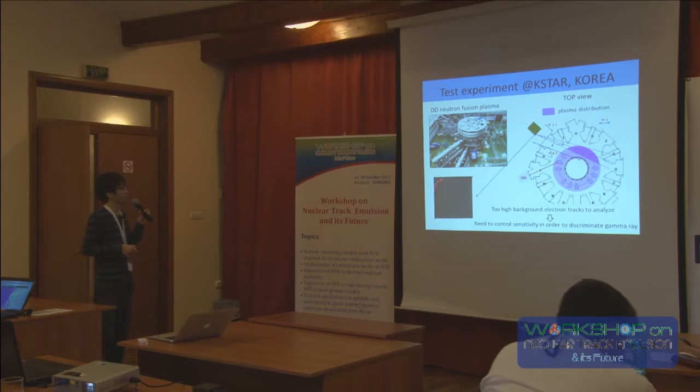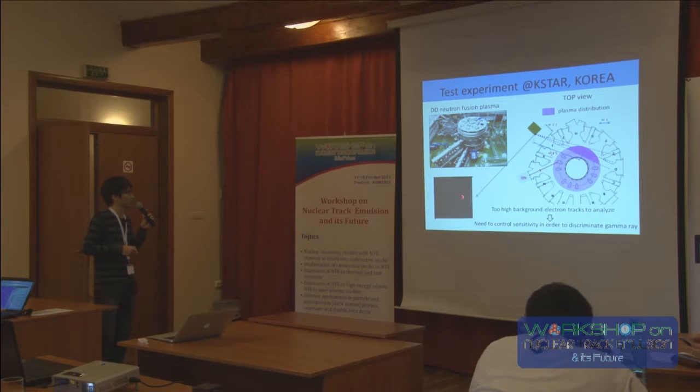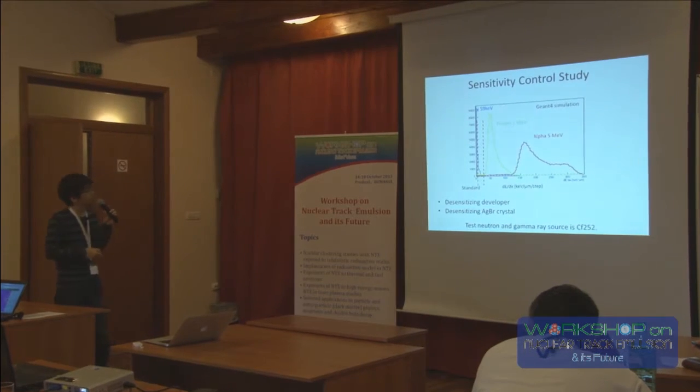In this emulsion, there are a lot of electron tracks resulting from many gamma rays, so we cannot analyze this emulsion. We need to control the sensitivity in order to discriminate gamma rays and analyze this film. So we are developing a sensitivity control study.